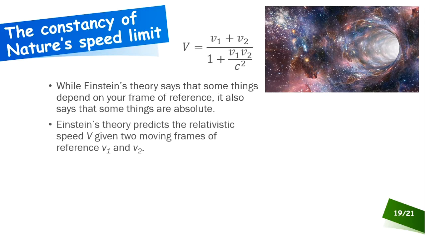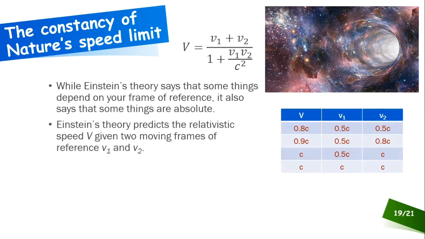So if you look at Einstein's theory for predicting relativistic speed, here's the equation that he uses to do it. So this is for predicting relativistic speed between two moving frames of reference. So frame of reference 1 and frame of reference 2 each have their own velocity. Notice that if we change the velocities up, our relativistic speed continues to get bigger and bigger until finally we just approach c. We can't get over c.